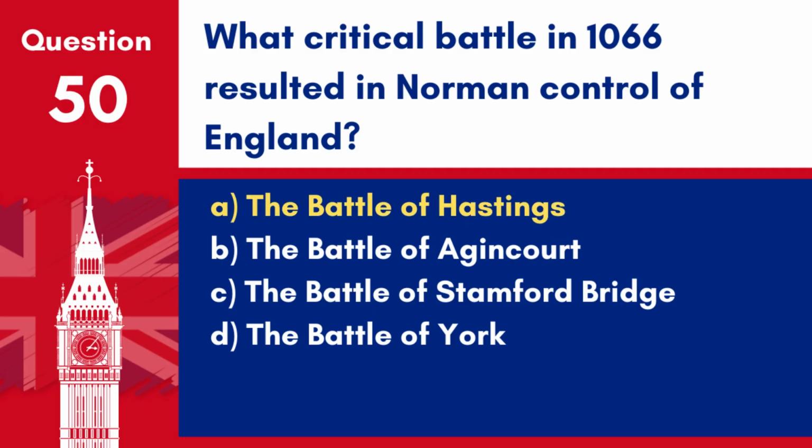Answer A. The Battle of Hastings. The Battle of Hastings in 1066 was a critical battle that resulted in Norman control of England, with Duke William of Normandy defeating King Harold and establishing Norman rule.